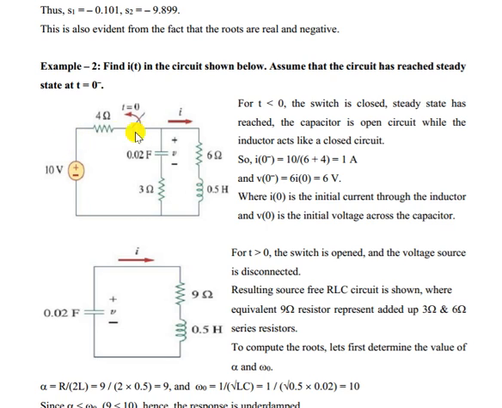Then what is the inductor current that is flowing? I0 minus is nothing but 10 volt divided by 4 plus 6, that is 1 amp. And the voltage across the capacitor will be the voltage across this part, that is 6 times the current, which is 6 into 1, 6 volt. So we got the initial values.